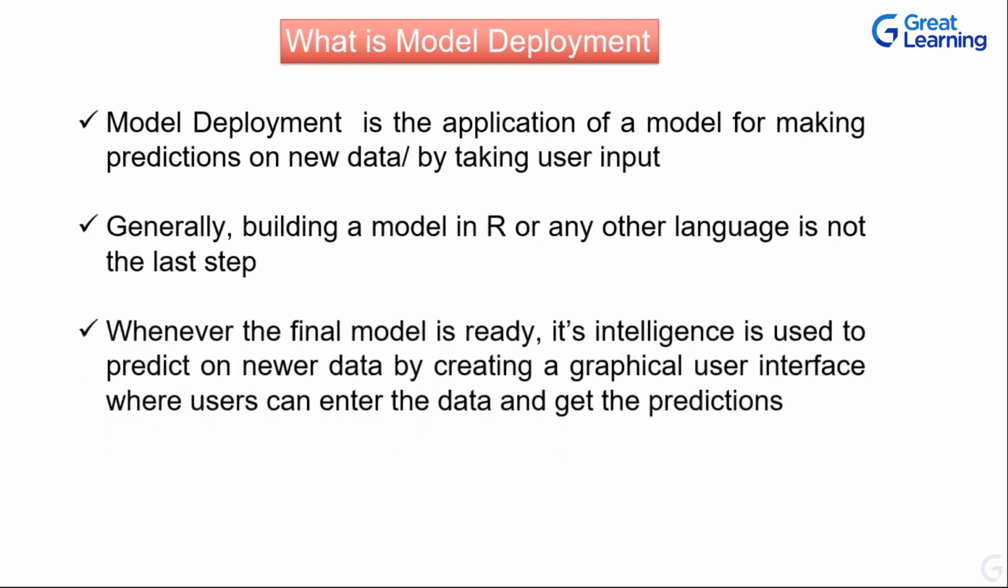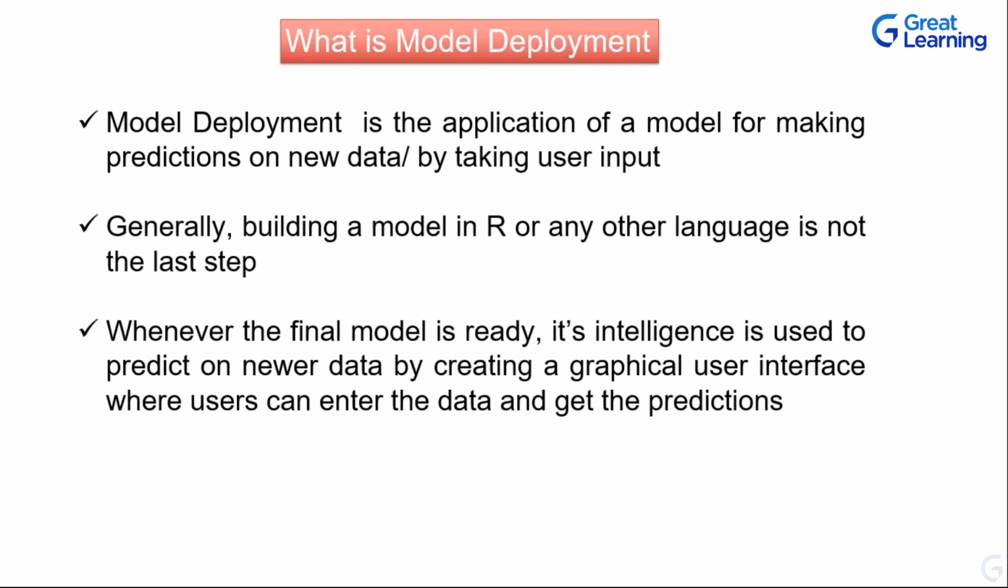Whenever the final model is ready, its intelligence is used to predict on newer data. Intelligence is a very important word because when we are using an algorithm, the algorithm is actually learning from the data.